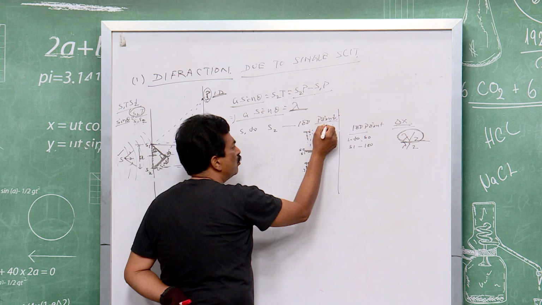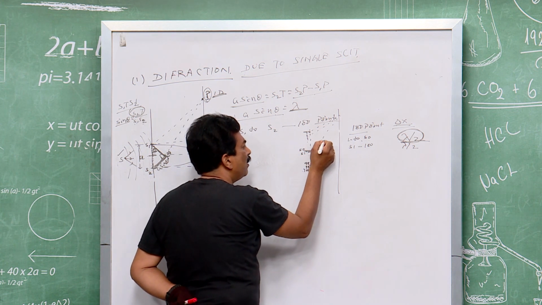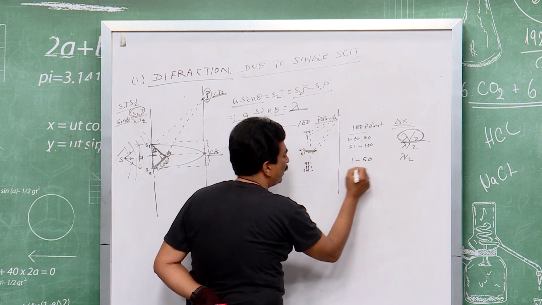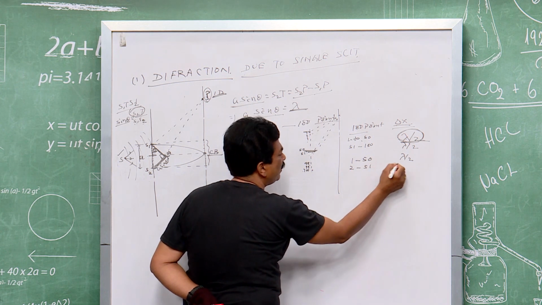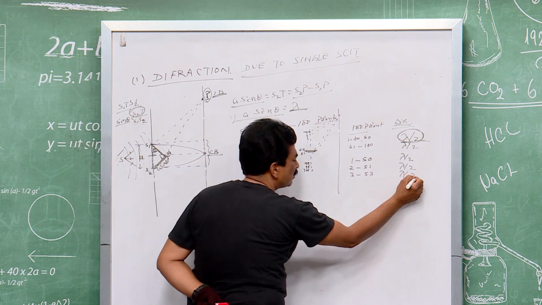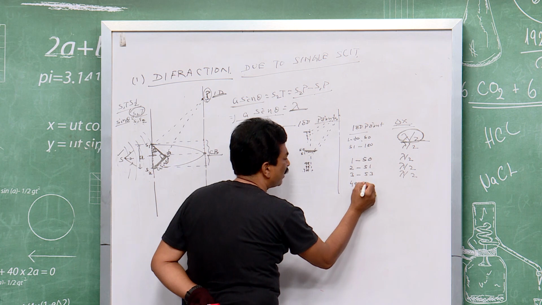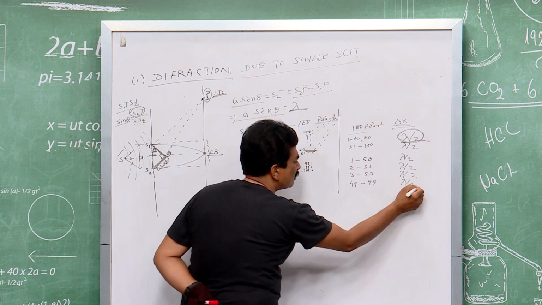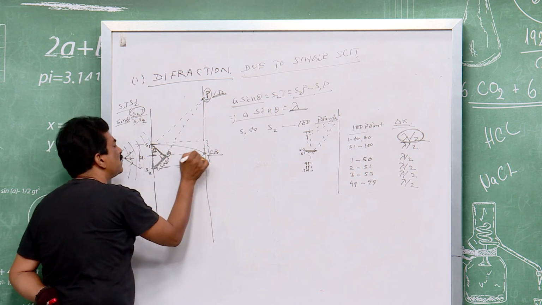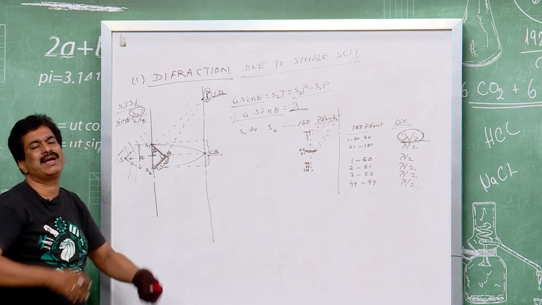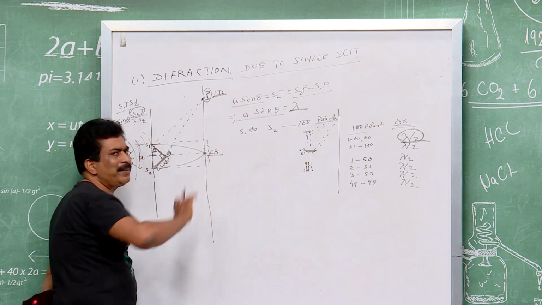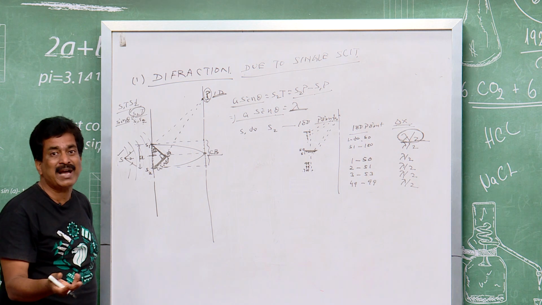Similarly, from 2 to the next 52, that is lambda by 2, then from 3 to 53, that is equal to lambda by 2. Similarly, if we go for 49 to 99, that one is also equal to lambda by 2. Means the upper one and the lower one, from symmetric positions, will cancel. So if they cancel, there will be lambda by 2 path difference, which means darkness.